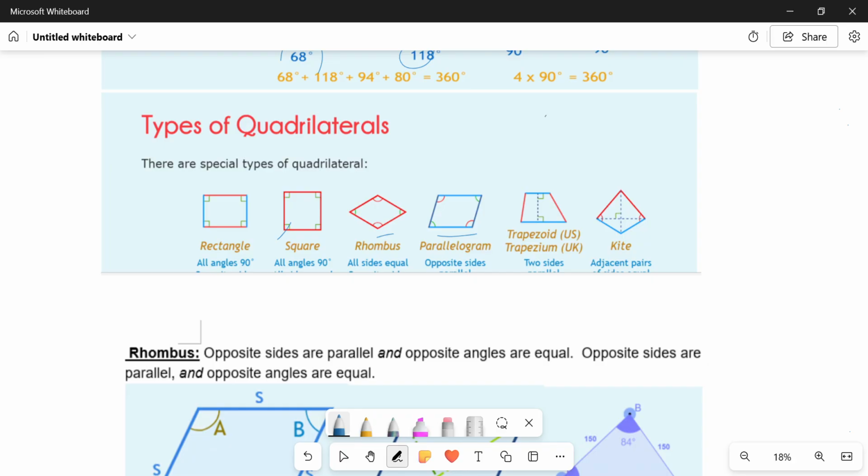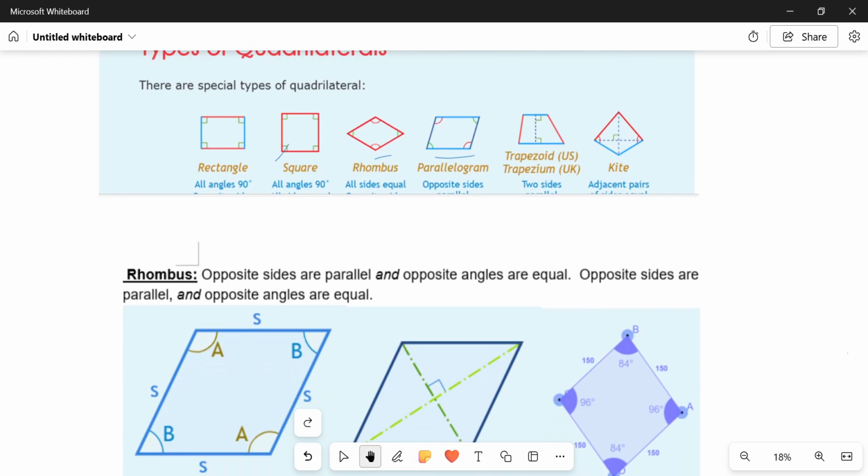Okay. We know that in a square, all four sides are equal and all four angles are equal, which is 90-degree. Rectangle, you people know that the opposite sides are equal and all four angles are 90-degree. Rhombus, trapezoid and kite, let's revise these shapes, right?